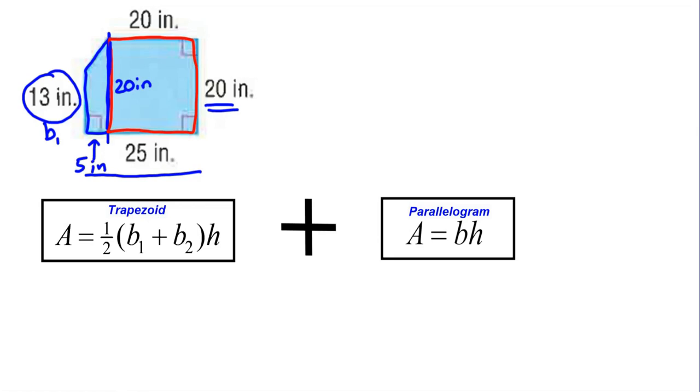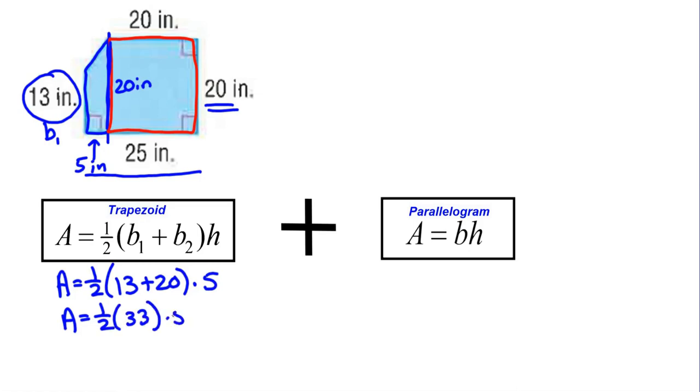So you might have to do some arithmetic to figure out some missing measurements if you've cut it in a particular way. So I know my height is 5 inches, and I know my two bases. So now I can calculate the area of my trapezoid. 1/2 times 13 plus 20 times 5, which is 1/2 of 33 times 5, and that is 82.5 square inches. So my trapezoid is 82.5 square inches.